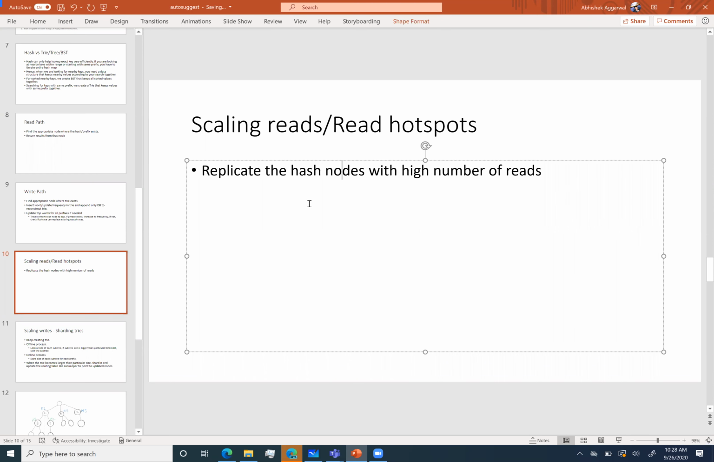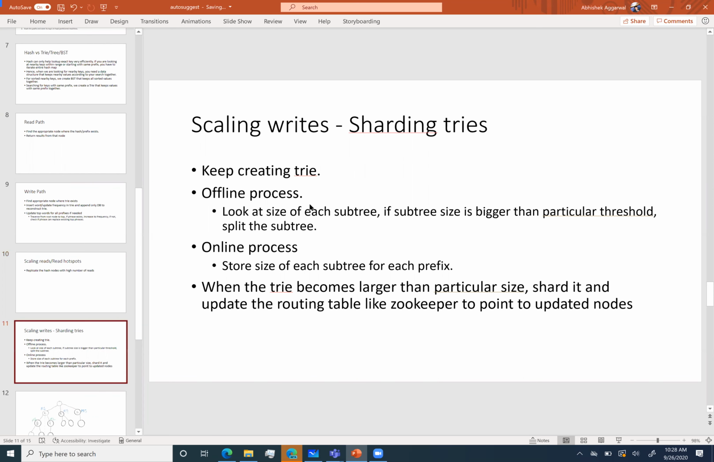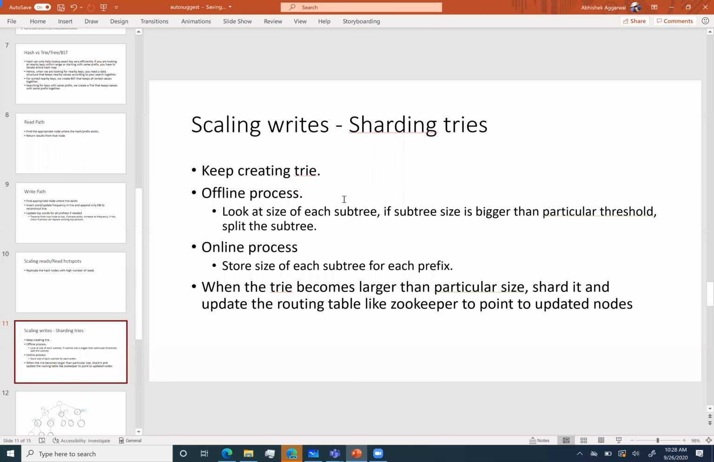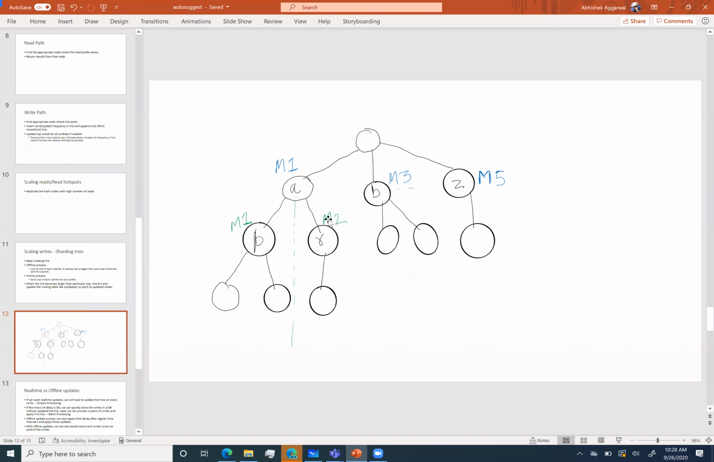But now coming to scaling writes. What if a particular trie has a lot of different types of sentences which cannot fit on a single machine? So now we have to partition that onto a different machine. Before we were doing replication, now we would have to do partitioning, right? So how will the partitioning look? This is what I was thinking of, something like this.